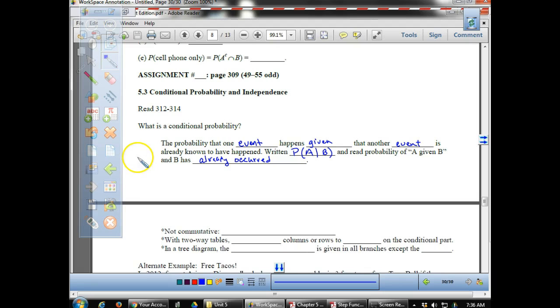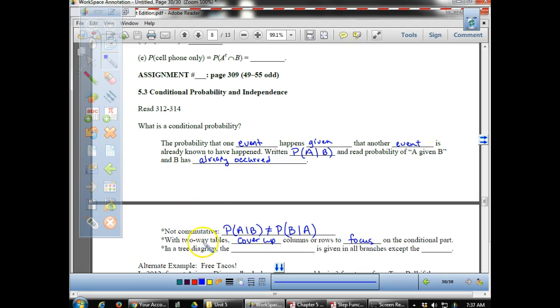Okay, so what are some properties of conditional probability? First of all, it is not commutative, meaning that the probability of A given B does not equal the probability of B given A. They are two different things. And with two-way tables, the way you're going to compute the conditional probabilities is to cover up the columns or rows to focus on the conditional part. And we'll be doing some examples like that.